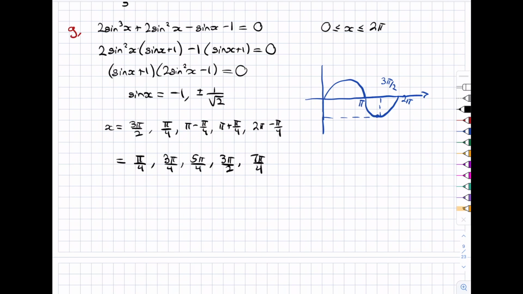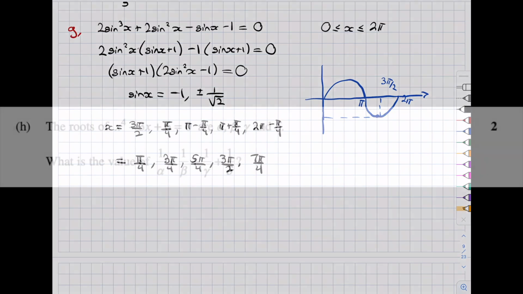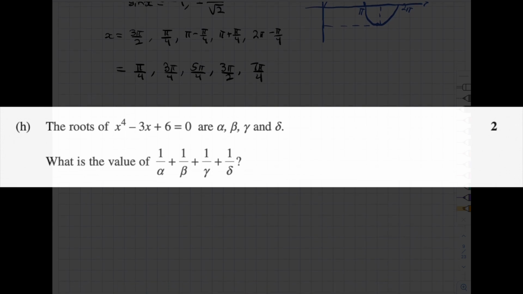Okay, and so that's our answer for this trig equation. We have 5 solutions here. You would need all 5 of them to get the correct answer, or to get the full marks. Now, our last part of this question, this is part H.